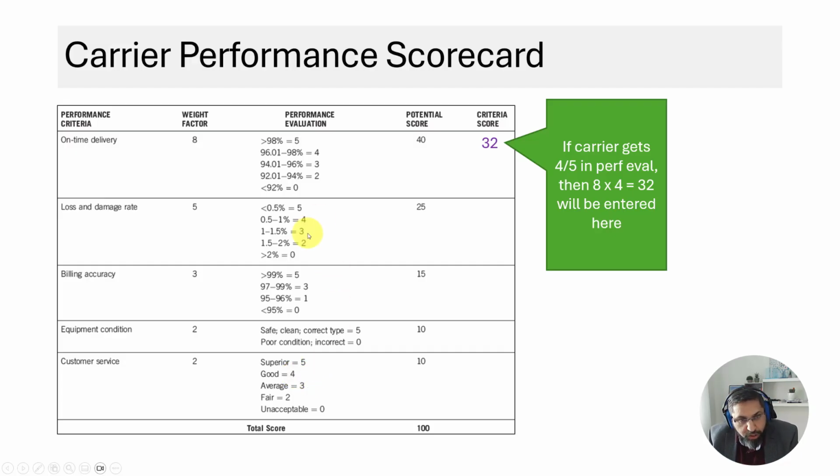So the potential score column is simply the weight factor multiplied by 5. So 8 times 5 is 40. That's the highest score you can get on on-time delivery. 5 times 5 is 25. That's the highest score you can get on loss and damage, and so on.